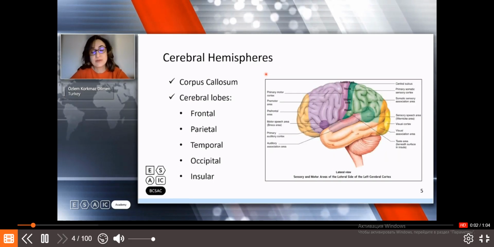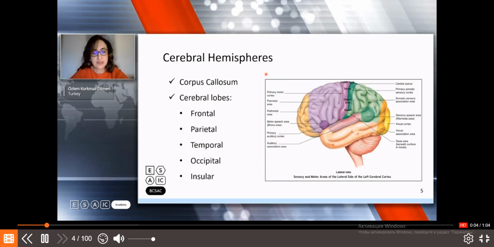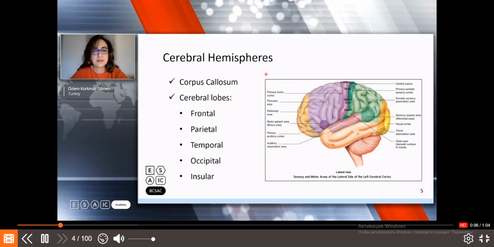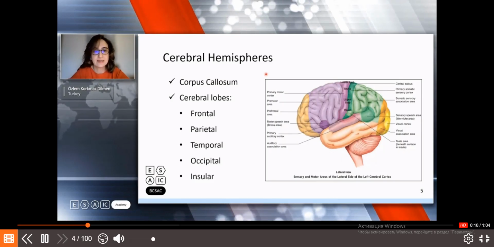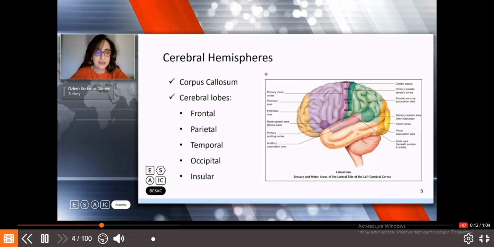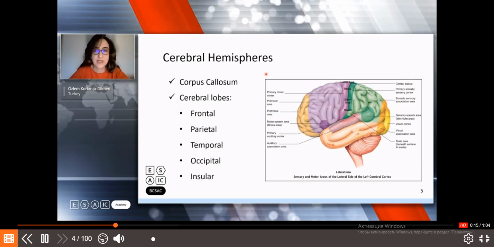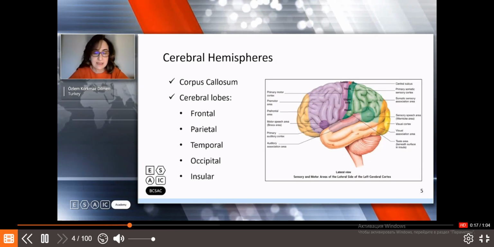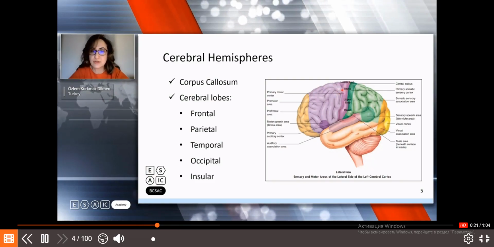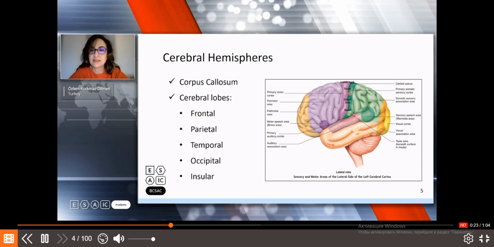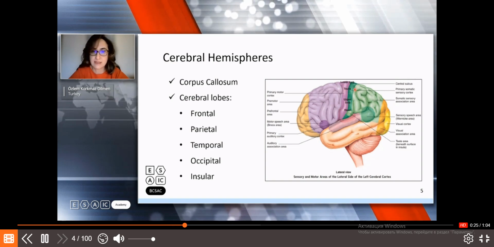Hemispheres are interconnected by the corpus callosum. Each hemisphere is composed of 5 lobes: frontal, parietal, temporal, occipital, and insular lobes. The central sulcus separates the precentral motor cortex and the postcentral somatosensory cortex.